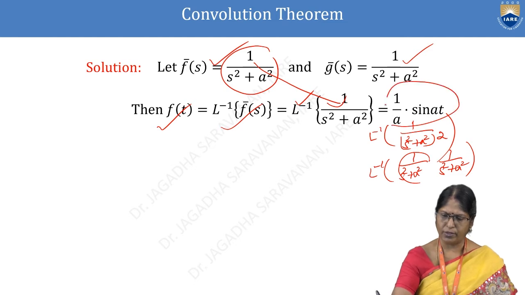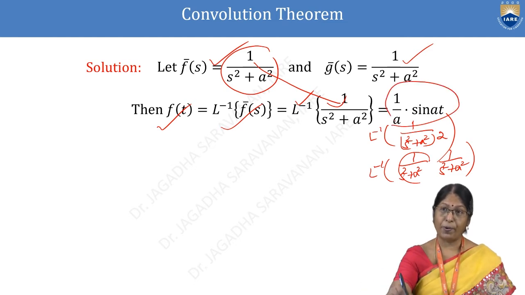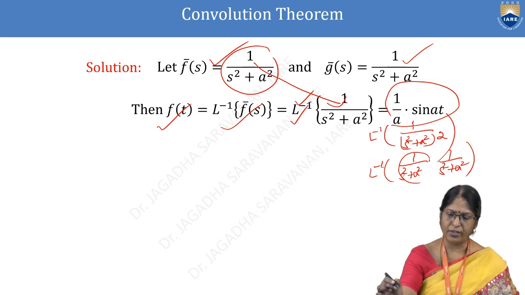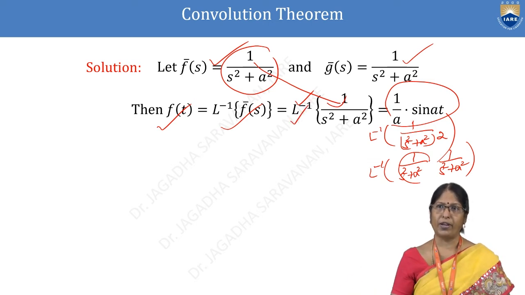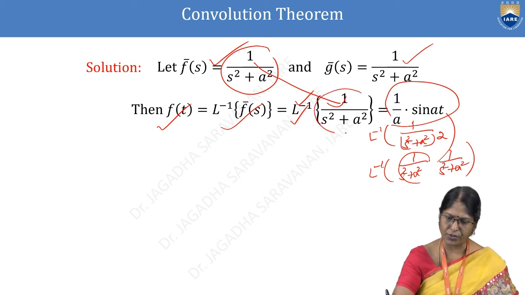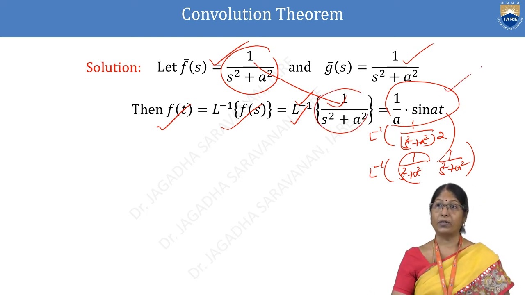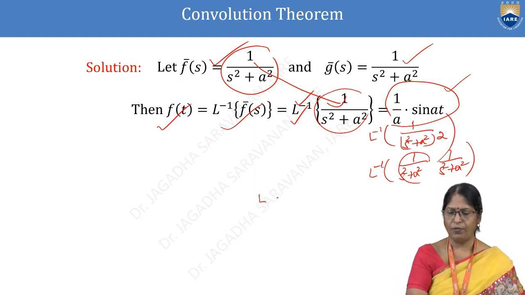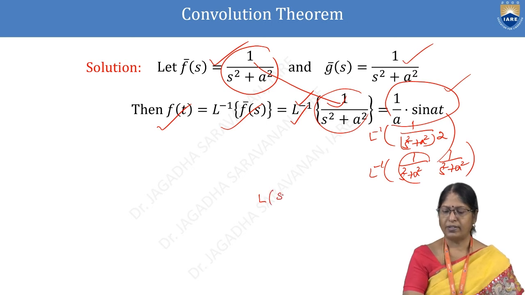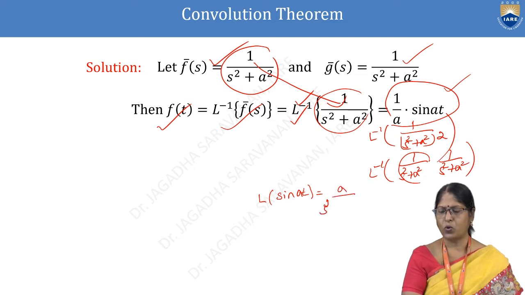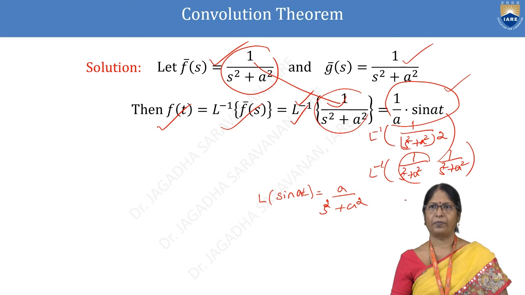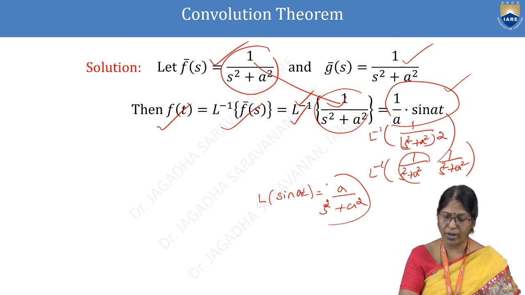Here suddenly we got this answer, that is, we applied this L inverse, which is nothing but the inverse Laplace operator, to this function, and we got this result. But how did we get it suddenly? Because for the elementary functions, some standard Laplace transform formulas are there. That is, L of sin at is nothing but a by s square plus a square. How did we get this?